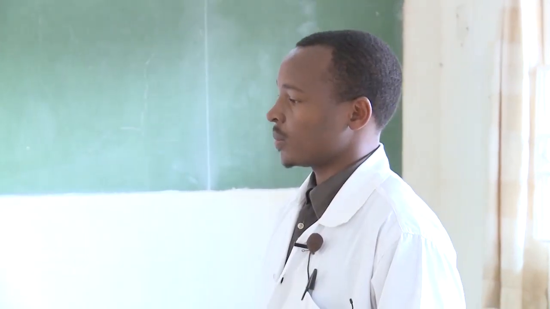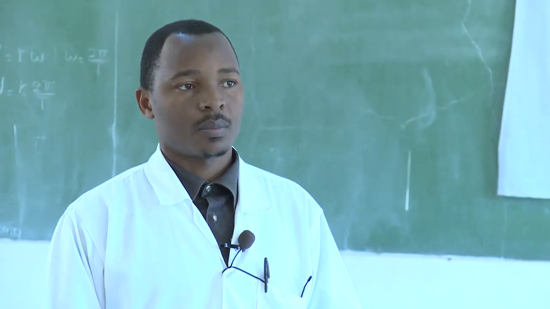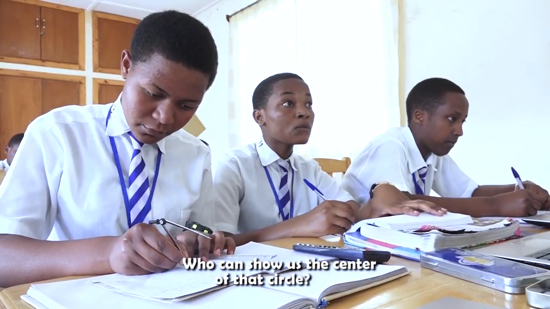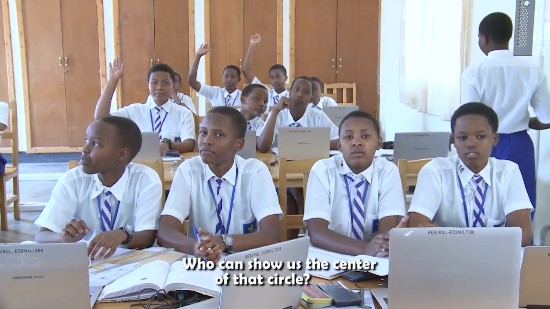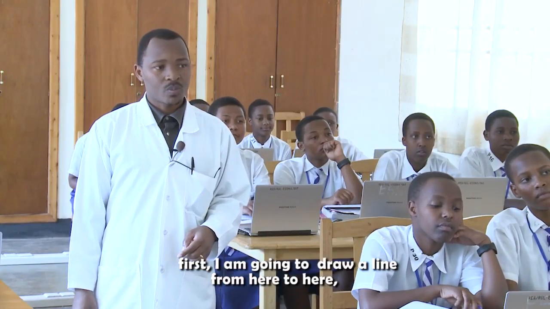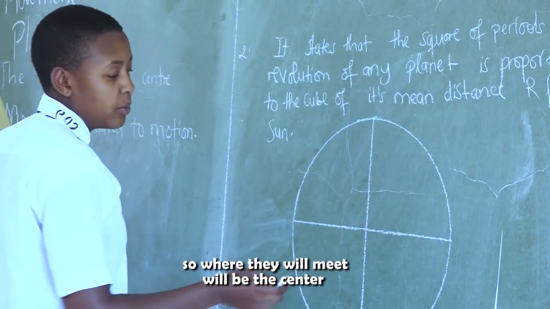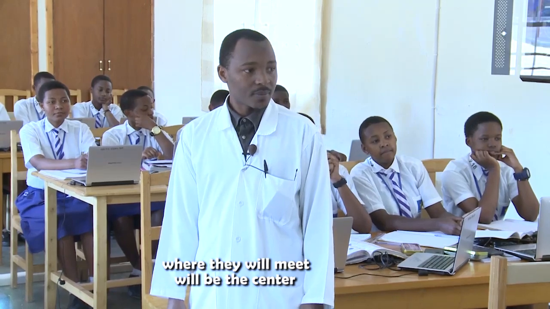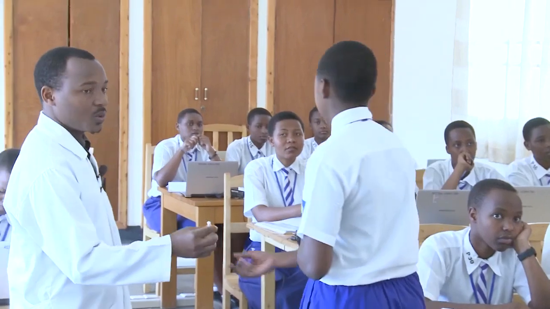Okay? Who can show us the center of that circle? I'm going to first draw a line from here up to here. So where they meet will be the center. Where they meet will be? The center. Thank you very much. That is one way. Thank you.